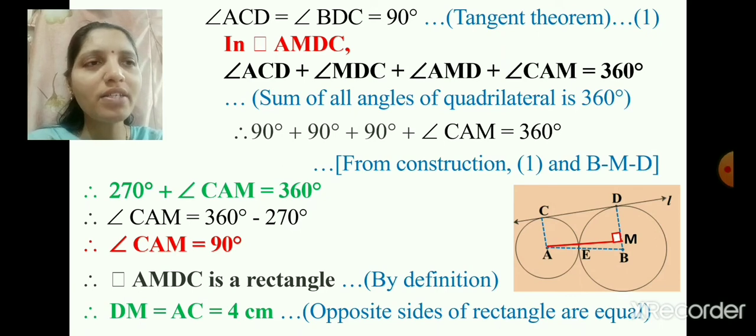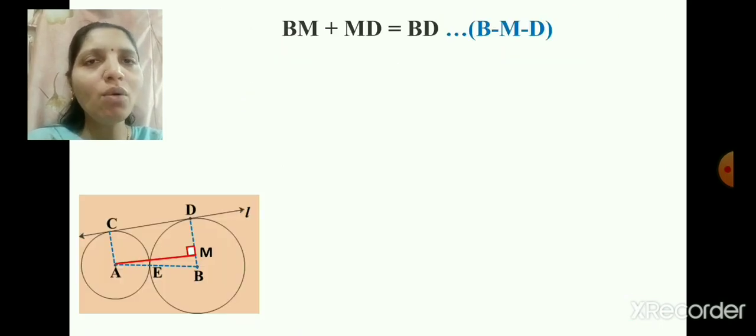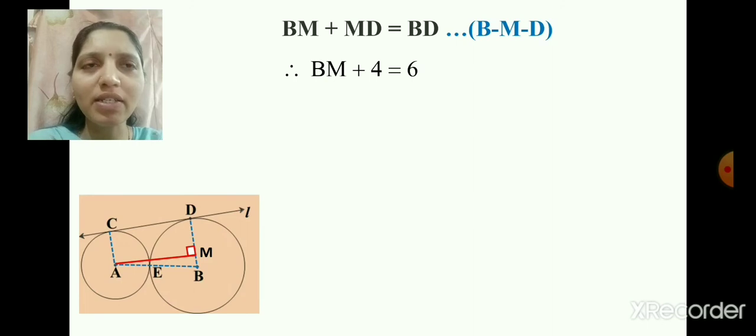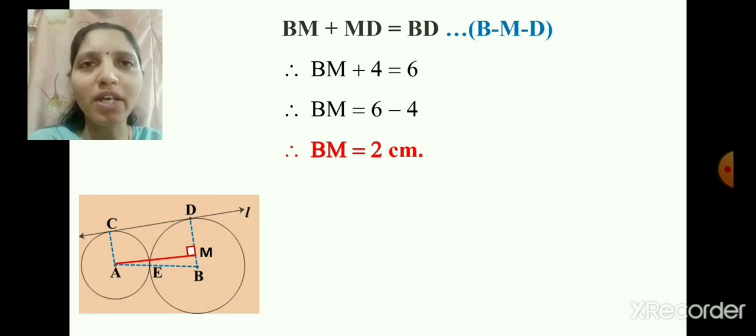So let's see how to find the length of AM. Now BM plus MD, that is equal to BD. We know that points B, M, D are collinear. So let's substitute the values here. Therefore BM plus MD is given as 4, that is equal to 6. Therefore BM is equal to 6 minus 4, that is equal to 2 centimeters. So we got here value of BM.